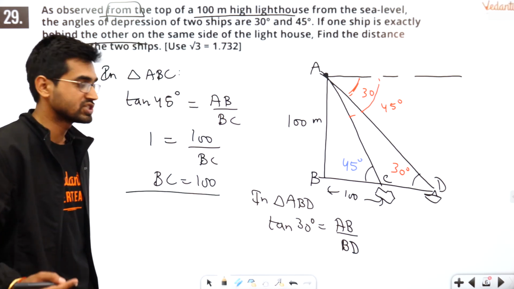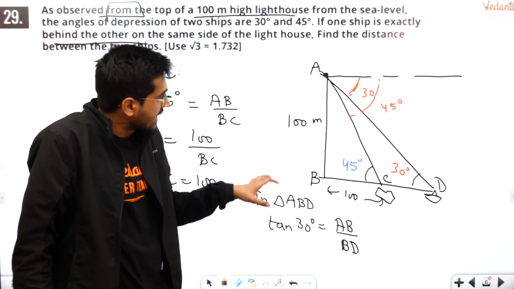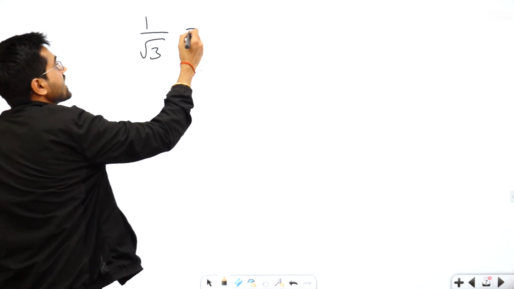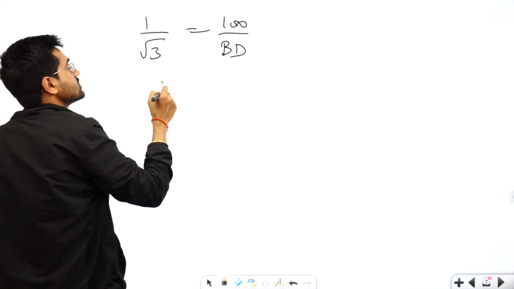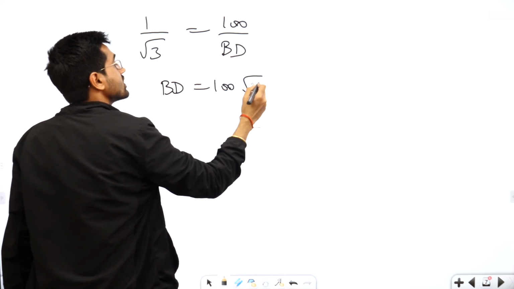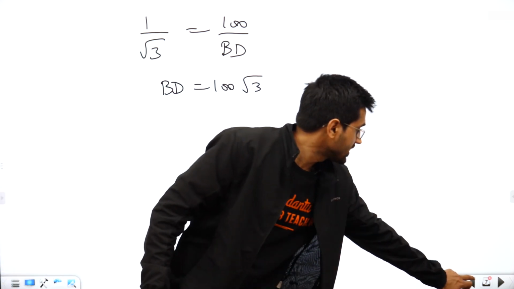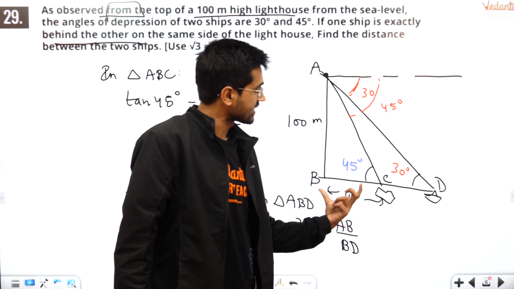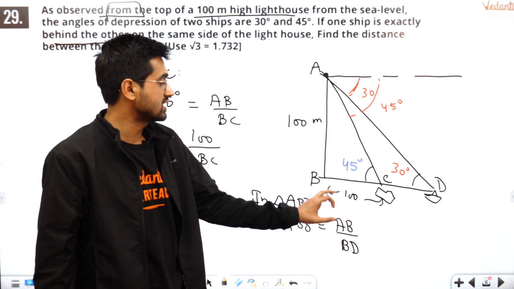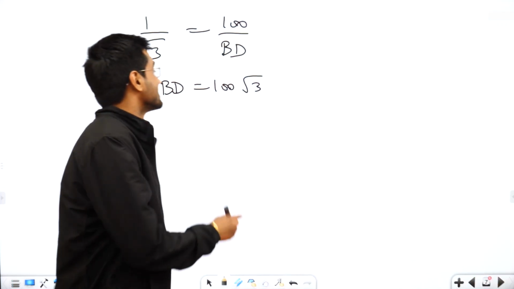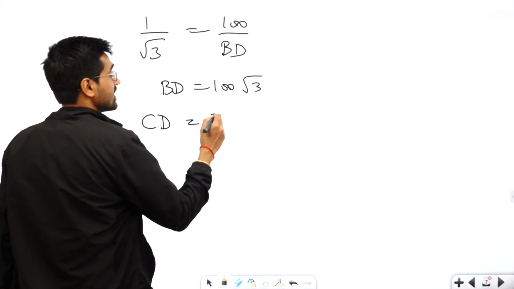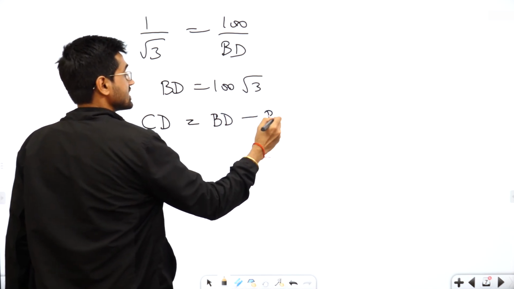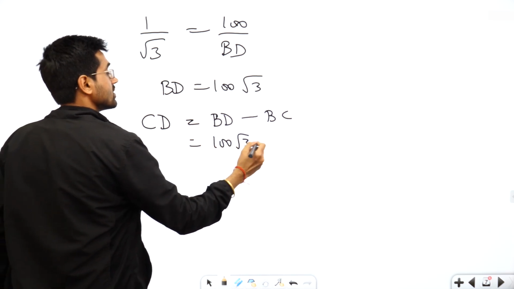Now I'm going to change my page. Remember, tan 30 is 1 by root 3, AB is 100 by BD. So BD equals 100 root 3. You wanted to find not BD, you were asked to find the distance between the two ships. It was CD. So it is BD minus BC. BC is 100. Remember this also, okay? So you want to find CD, it is BD minus BC, so it equals 100 root 3 minus 100.